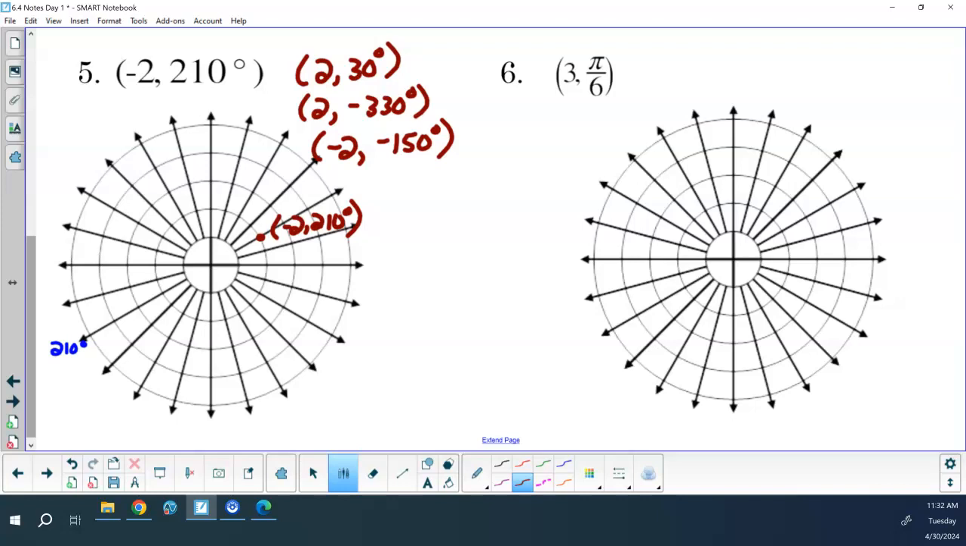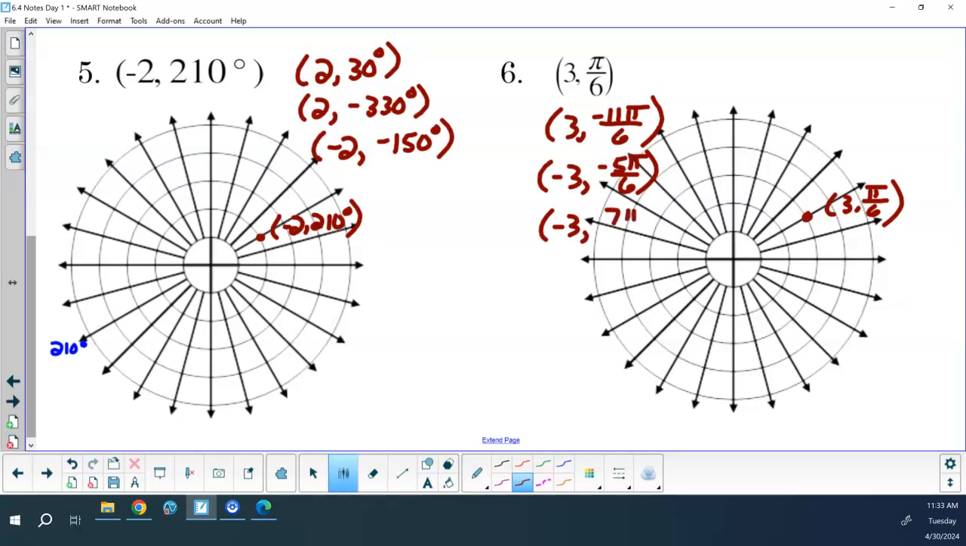3 comma pi over 6. Let's see right there. That's positive, positive. Positive, negative would be 3 comma negative 11 pi over 6. Negative, negative would be negative 3 comma negative 5 pi over 6. Negative positive would be negative 3 comma 7 pi over 6. Agree?